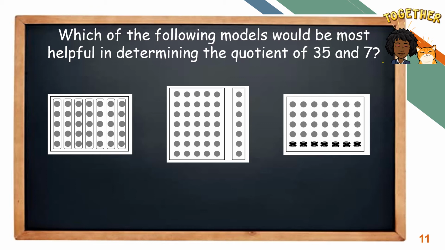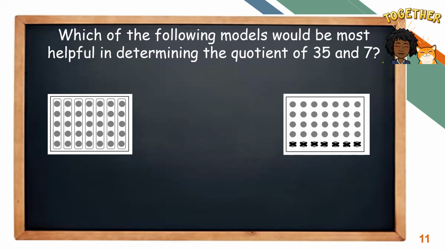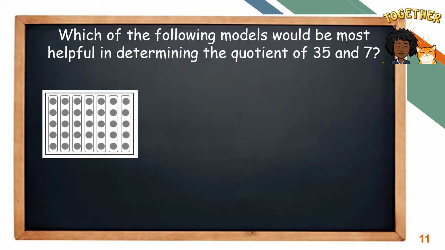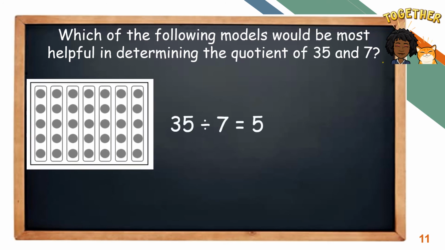So right now, we know that the middle model does not represent the quotient because it has too many dots. Let's look at the last two models. They both have 35 dots, but only one shows the number 7. I'm looking for 7 groups or groups of 7. The only model that shows 7 groups is the first one. 35 divided by 7 equals 5.